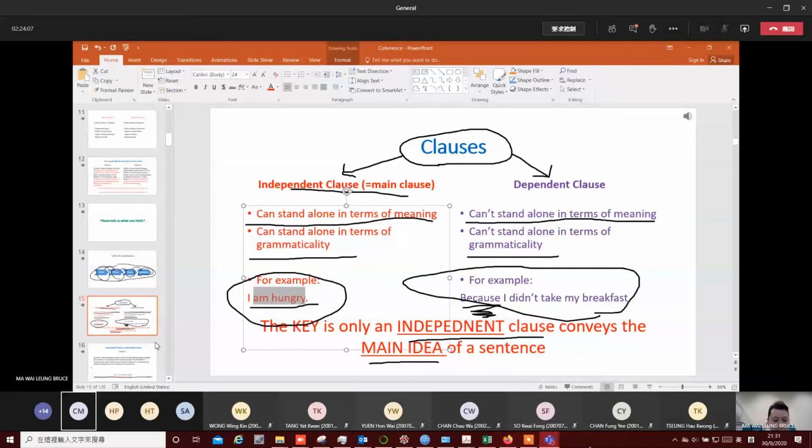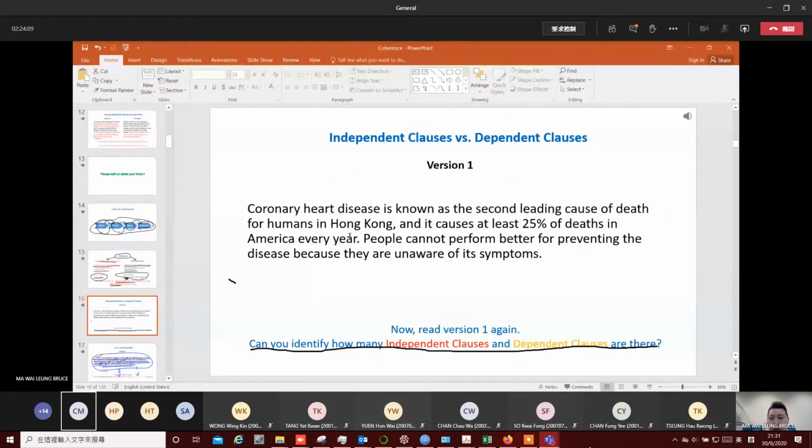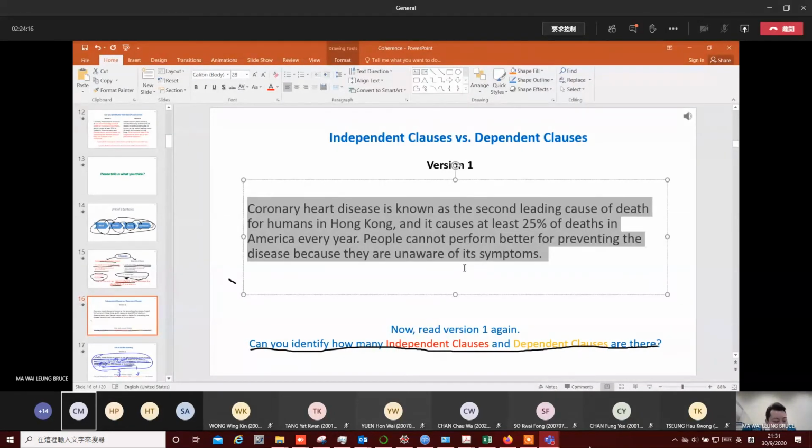Now, let's look at version 1. Will you please tell me how many main ideas there are in this part? In other words, how many independent clauses?